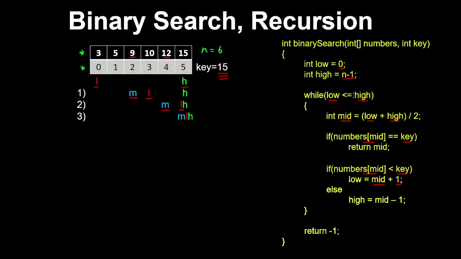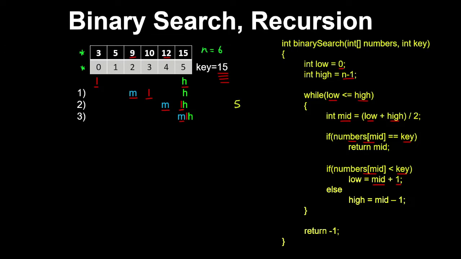And then in the next iteration, low is equal to high. So therefore mid is low plus high divided by 2, being 5 plus 5 is 10, divided by 2 is 5. And this time, the number at the middle index, being 15, is equal to the key. So therefore mid is returned, being the index 5, which is the index of the number 15 that was found.